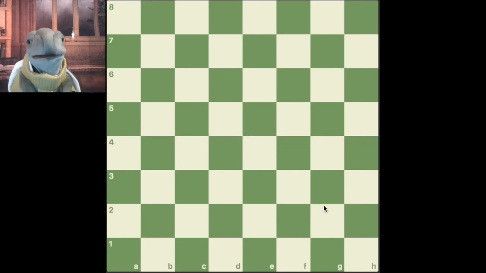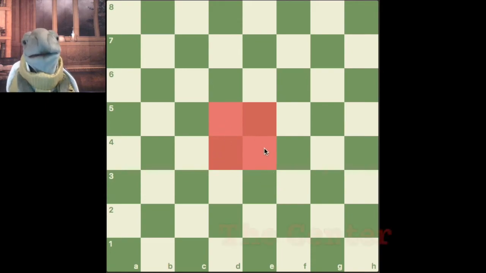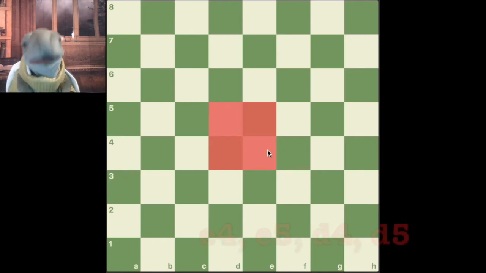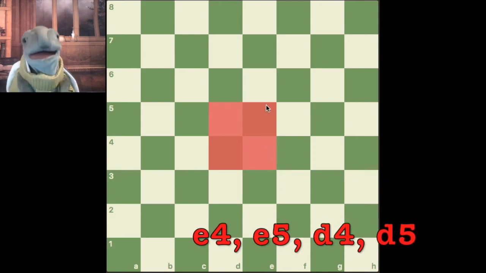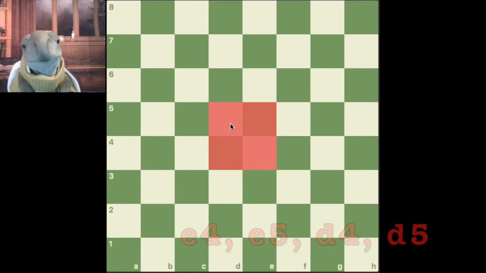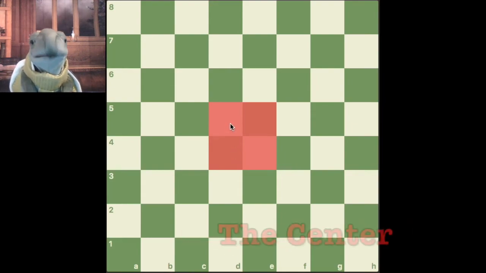The most important part of our chessboard are the center 4 squares. We collectively call this the center. It is made up of squares E4, E5, D4, and D5. The center.